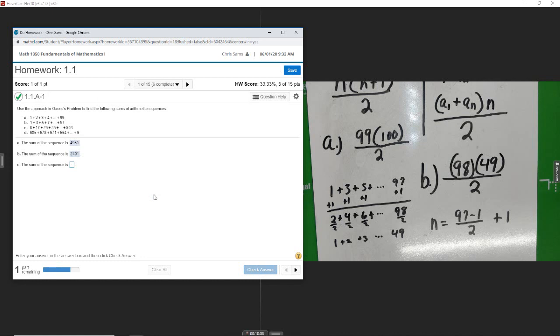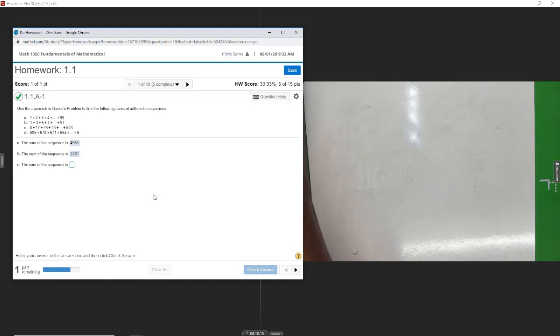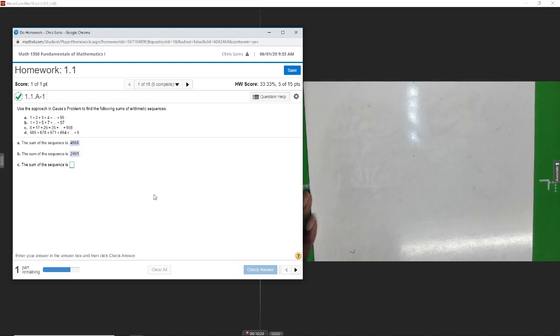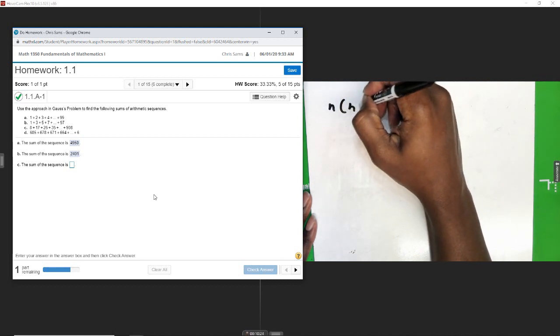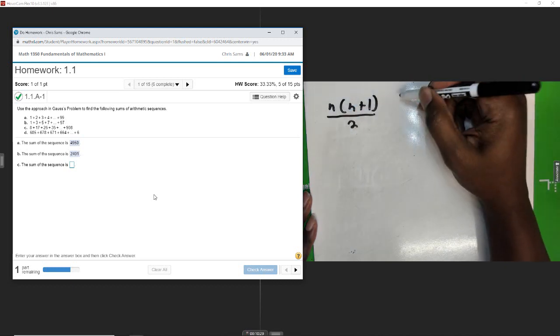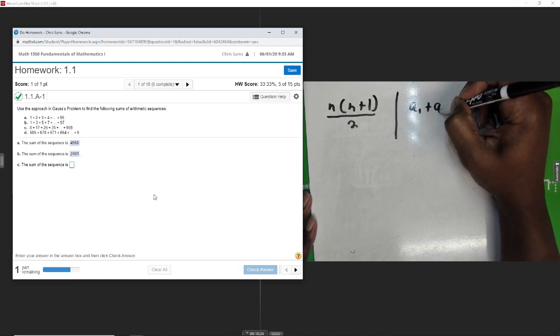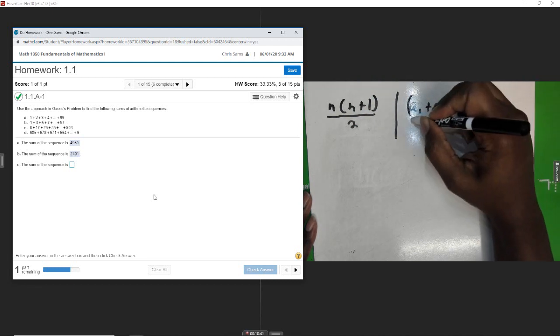Okay, so let's clean this up. I'm going to erase this, and I'm going to clean this up and try to show you this a little bit better. So we got two more we're going to be doing like that. So here are the formulas. You have n times n plus 1. That's if you start with 1 and go in the sequence, you divide by 2. Or you have the first term plus the last term times the number of terms divided by 2.